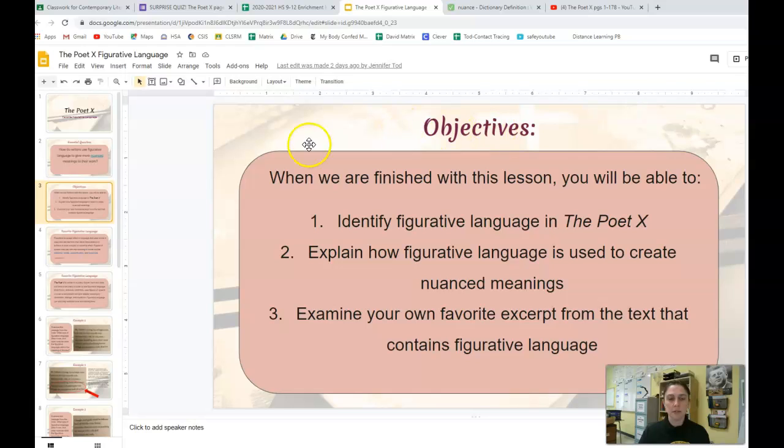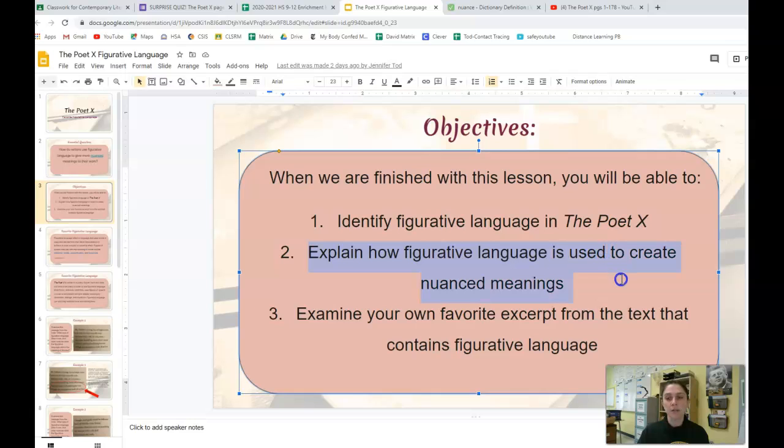So our objectives. When we are finished with this lesson, you will be able to: one, identify figurative language in The Poet X, which should be pretty easy; two, explain how figurative language is used to create nuanced meanings; and three, examine your own favorite excerpt from the text that contains figurative language.